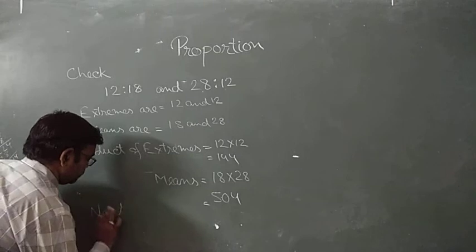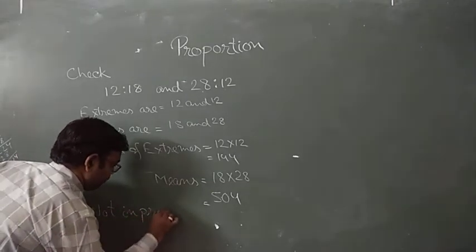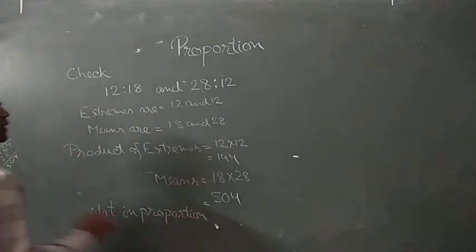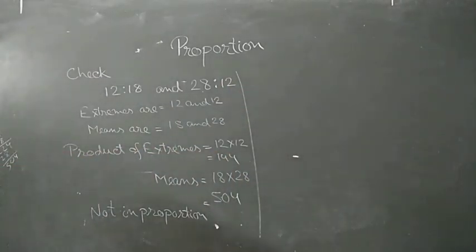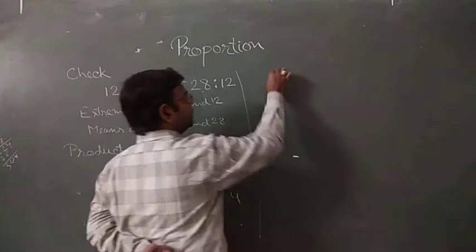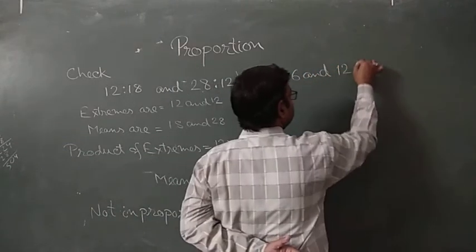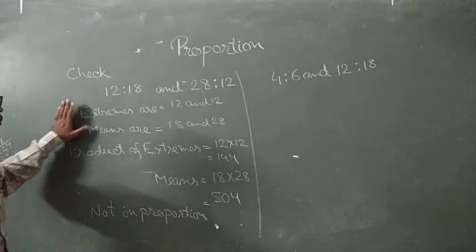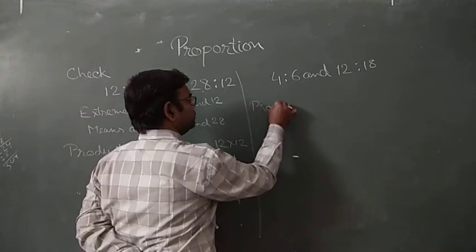We can write down not in proportion. Likewise we can check another one, a very simple one. Check 4:6 and 12:18. If you want to skip this line, you can write down directly product of extremes.